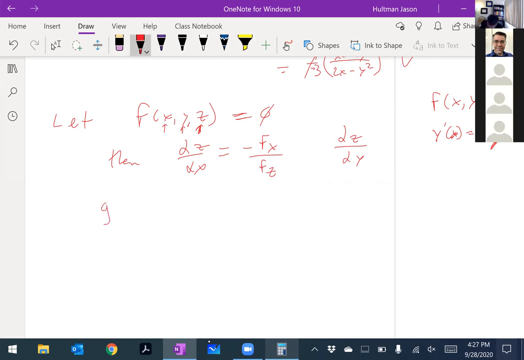So again, if we have, say, g of x, y, and we wanted to find, couldn't we rewrite y as something in terms of x? So maybe we say g of x, f of x. And that's all we're doing here. We're saying, could we put y in terms of x?